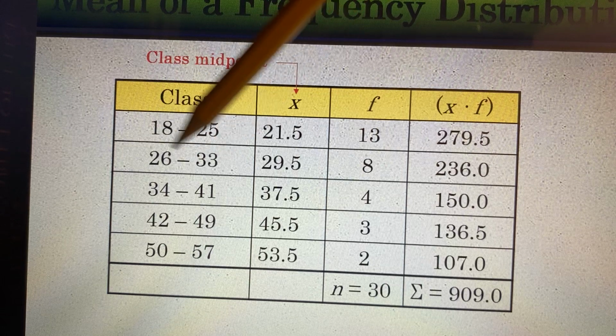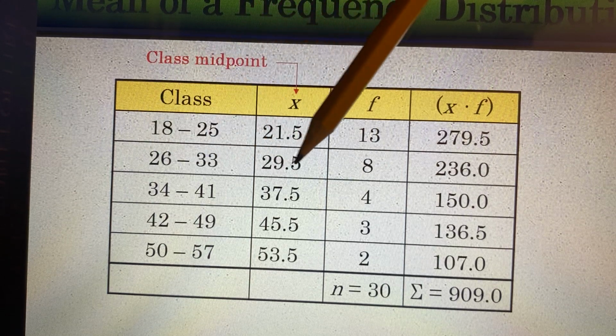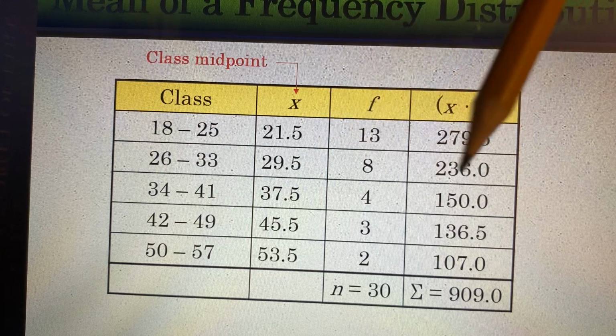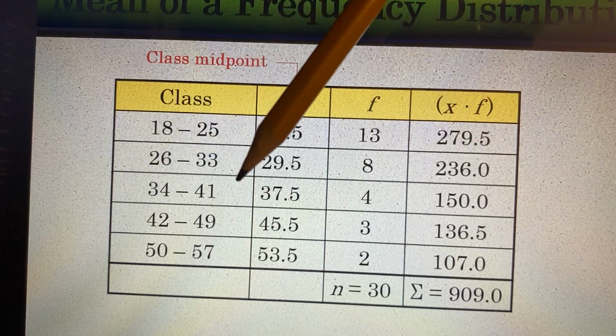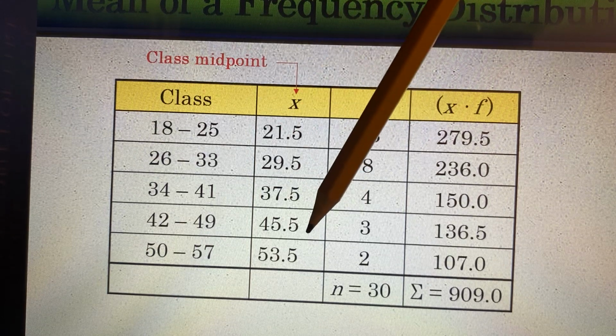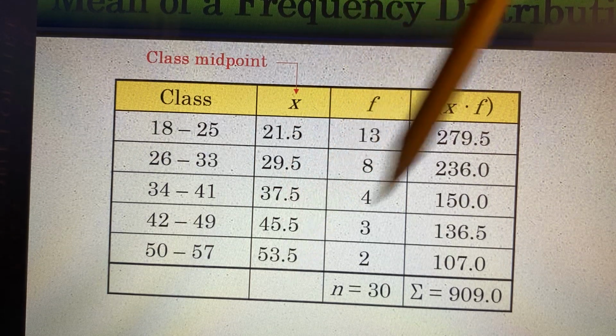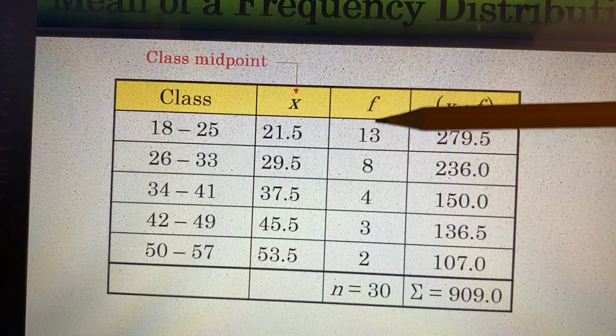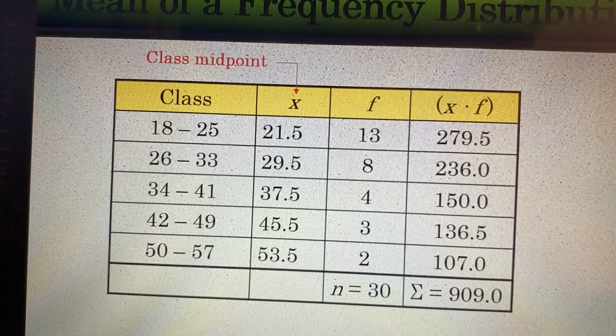So we need to find the average between 26 and 33. We add those two numbers and divide by 2 to get 29.5. We'll average 34 and 41 to get 37.5. Okay, so we've got all our class midpoints. Those are your X's. The frequencies are given. And to use the formula, we need to do X times F.